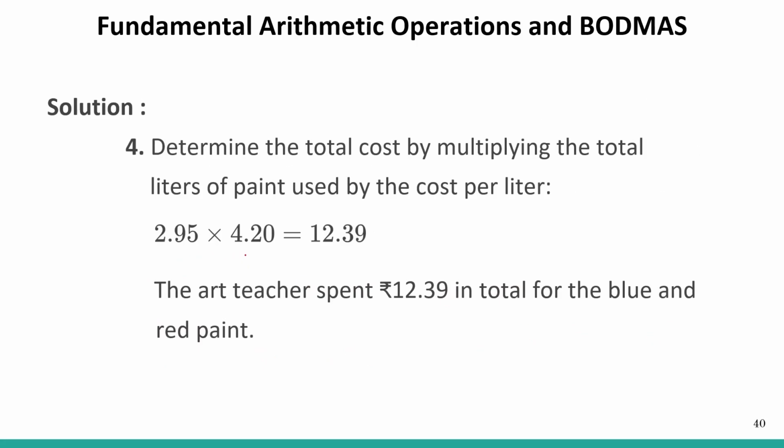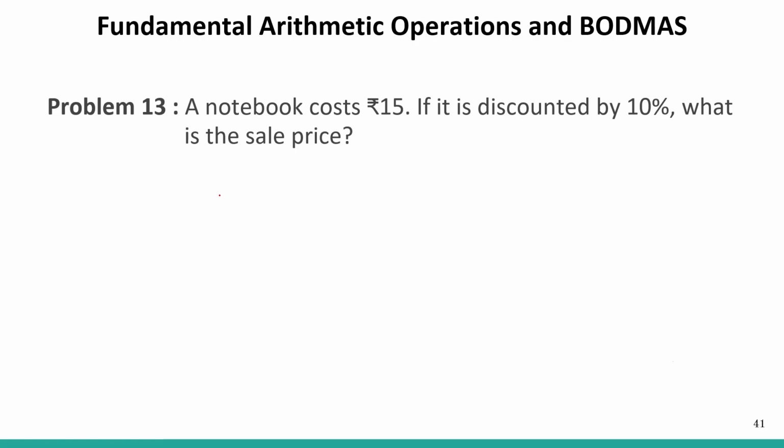So 2.95 into 4.20 is equal to 12.39. 12.39 is the total cost. Let's solve problem number 13.